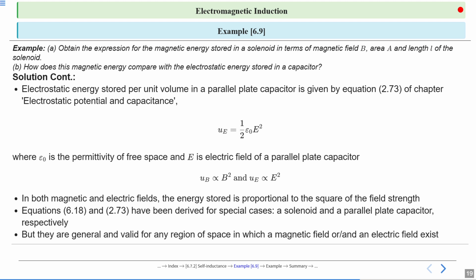These expressions are general and valid for any region of space in which a magnetic field and an electric field exist. These results are not only applicable for a solenoid and a parallel plate capacitor, they are general results and valid for any region of space in which a magnetic field and an electric field exist.